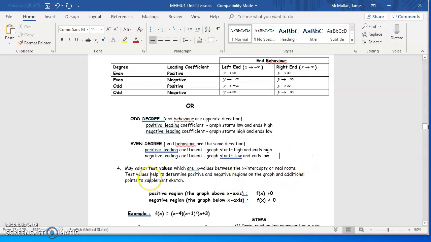If you need to, you can check x values in between the x-intercepts and see if they're positive or negative. This will help you confirm that the picture you have drawn is correct. You're going to notice in this kind of work that you know more about the function than you need to know, so sometimes you're going to get information that's redundant, but that's a good thing. It just means that you are on the right track. You have information that confirms what you already think.